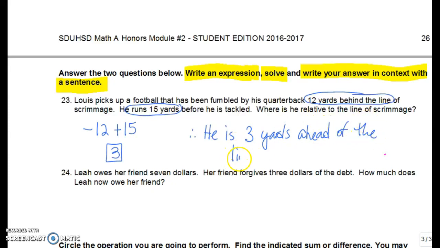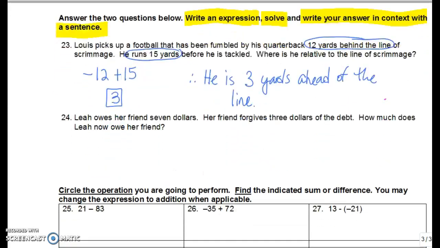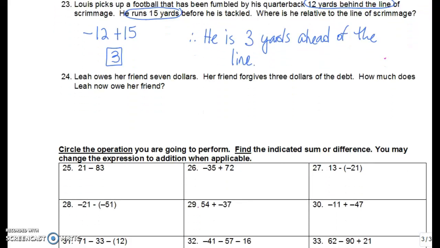And I'm just going to call it the line, because we all know what that is. If you follow football, you can just say the line. All right, so that's how context problems work. You're going to do number 24 on your own. Let's scroll down so I can talk to you about some of these problems below.